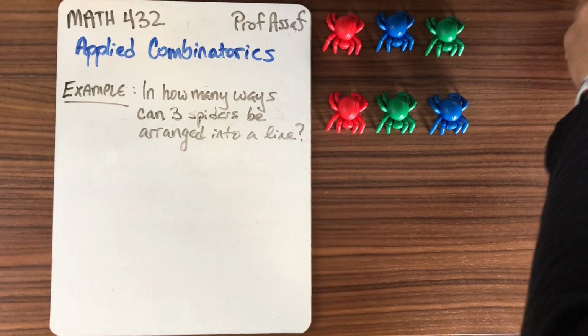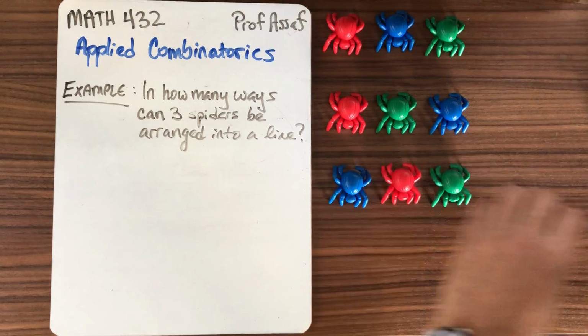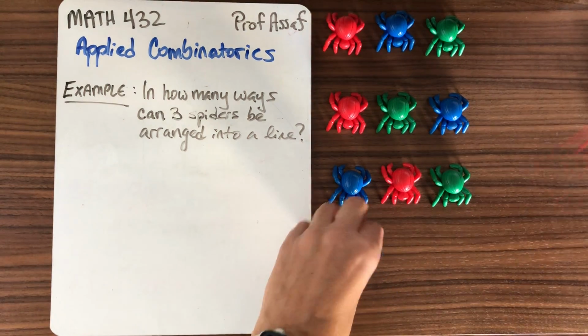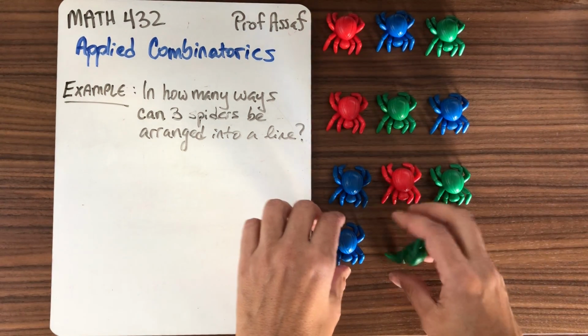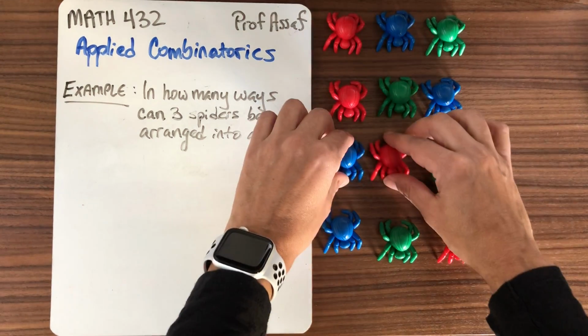I don't have to start with red, of course. I could start with blue. And there's another way I could start with the blue spider, put the red spider last, and the green spider here. Now let's make sure we have enough room for all of our ways.